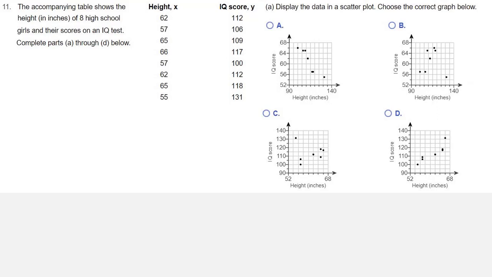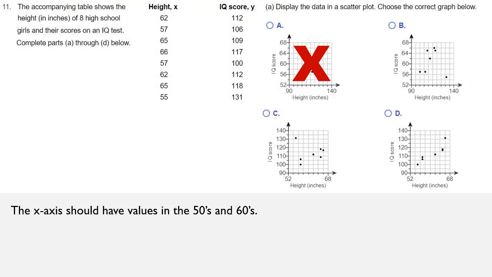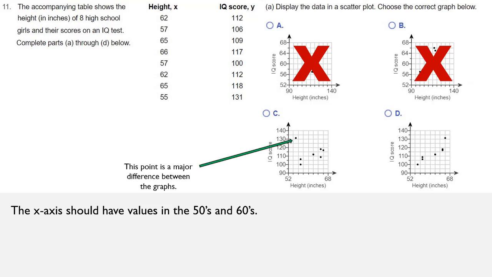So, when we look at these graphs, the x-axis should have values in the 50s and 60s. So that immediately eliminates graph A, which has its x-axis from 90 to 140, and B, which also has its axis from 90 to 140. So now we're down to choices C and D. What we notice is that there's one point that is remarkably different between the two. This point is a major difference between the two graphs.